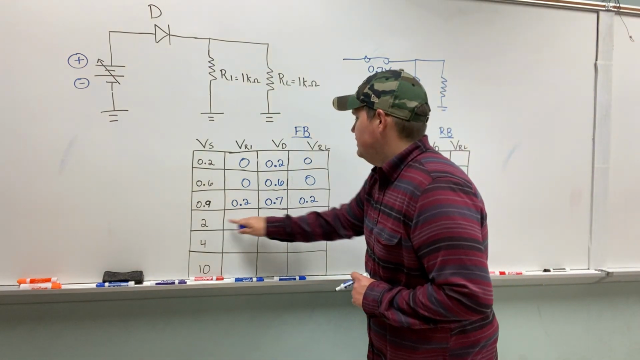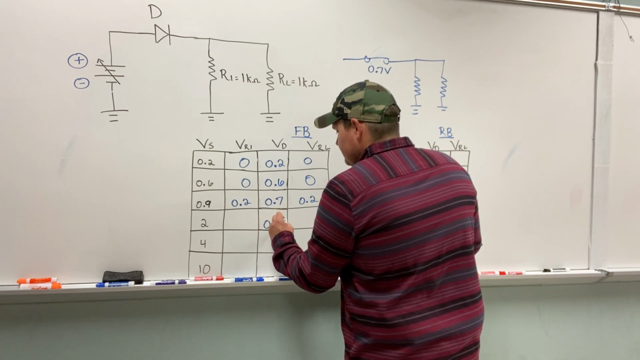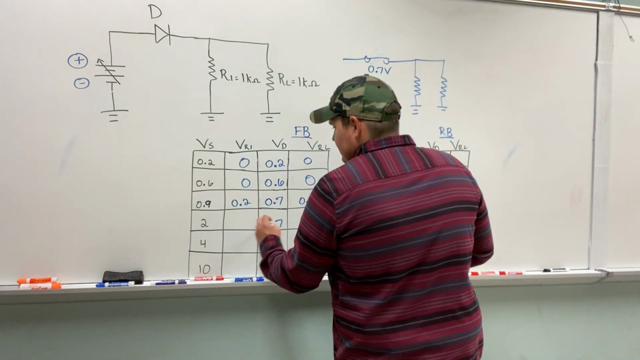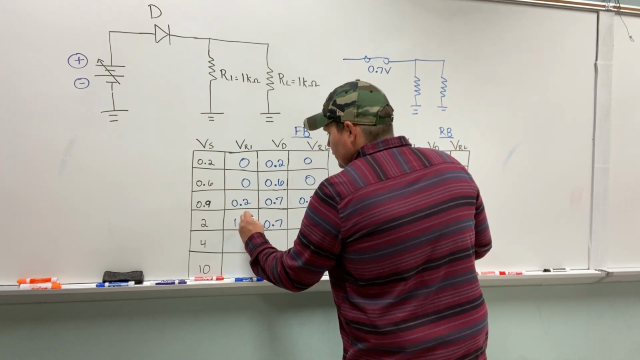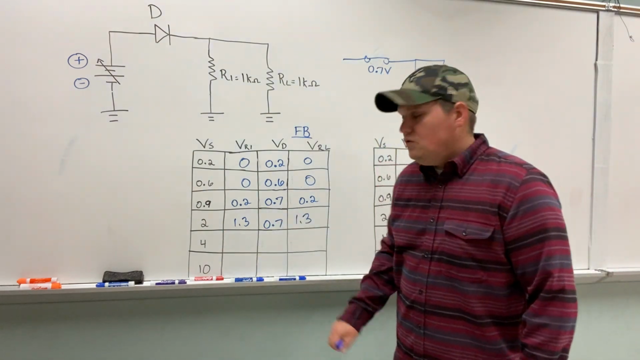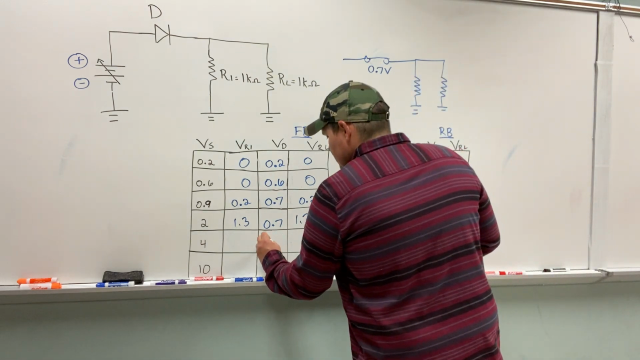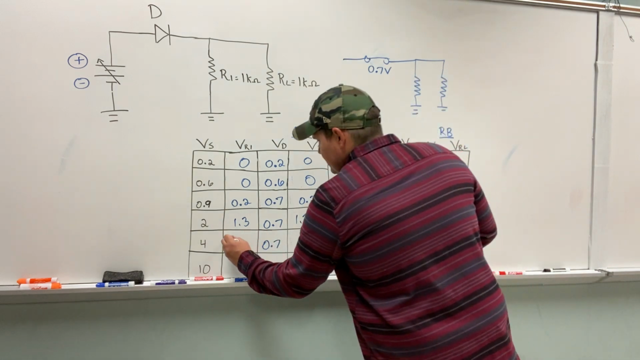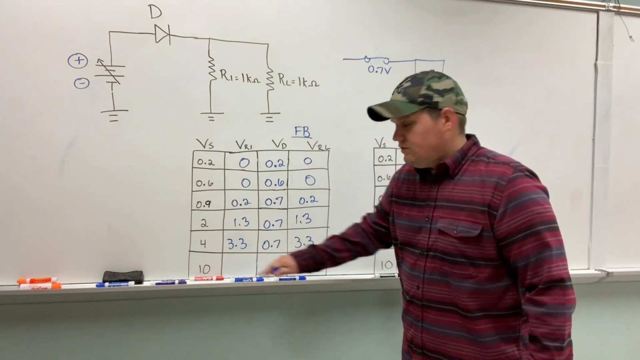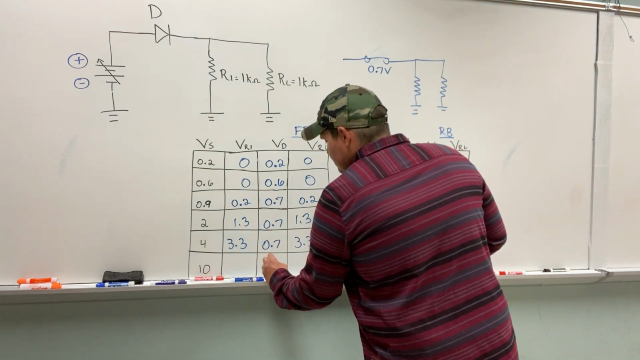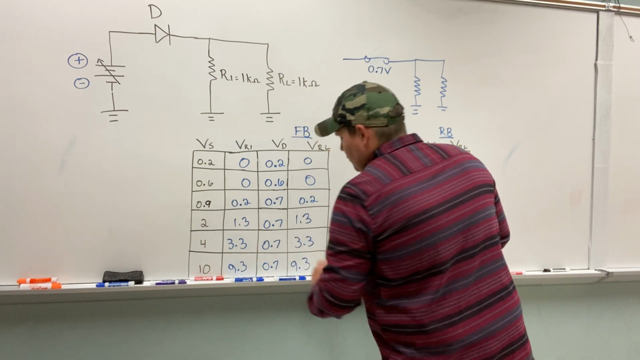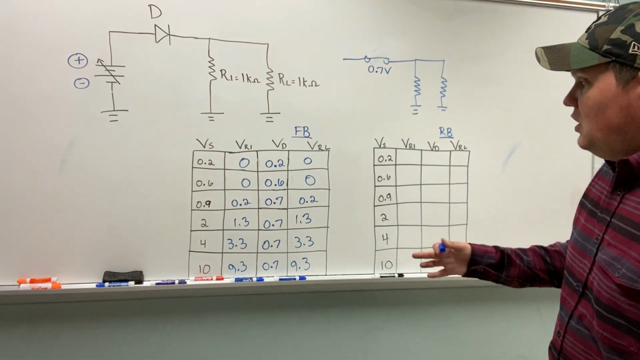Even if they were different value resistors, that wouldn't matter because they're in parallel. At 2 volts, the diode is still locked at 0.7, so 2 minus 0.7 is 1.3, and 1.3 across the two resistors. At 4 volts, the diode is still holding shut at 0.7, and the rest of it is across the two resistors. At 10 volts, the diode's still holding closed at 0.7 volts. It's conducting, so I have 9.3 and 9.3 here.